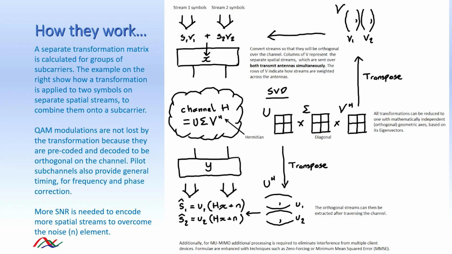That's why, as you add more spatial streams, you need more SNR. Finally, an AP achieves multi-user MIMO using the same approach, but with enhanced processing to eliminate interference from multiple clients.